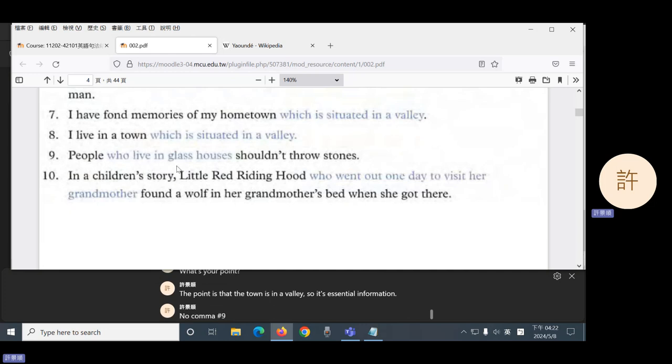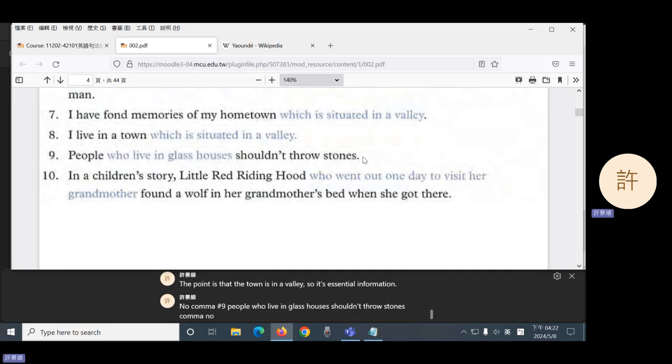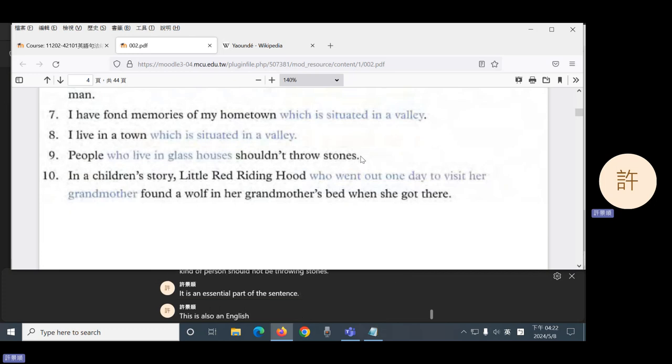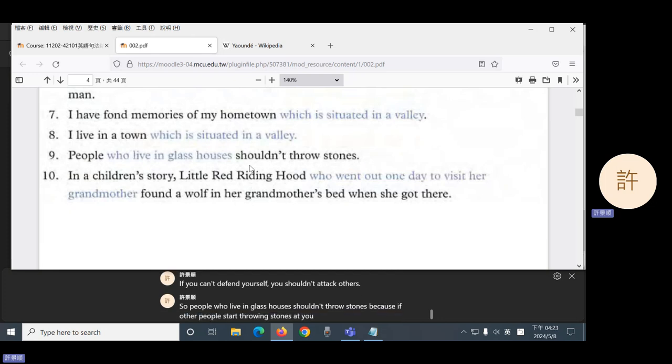Number nine, people who live in glass houses shouldn't throw stones. Comma? No comma. Technically, nobody should be throwing stones, but specifically, this kind of person should not be throwing stones. It is an essential part of the sentence. This is also an English saying, 谚语. The idea is if you are vulnerable, you should not attack other people. If you can't defend yourself, you shouldn't attack others. So people who live in glass houses shouldn't throw stones, because if other people start throwing stones at you, you can't defend your house.